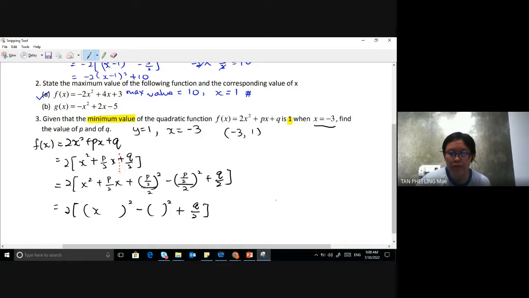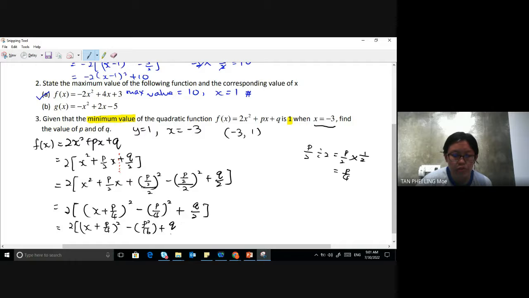This one, p over 2 divided by 2. If you are not familiar, just do it like that, divided by 2. So p over 2 times 1 over 2, then you will get p over 4. Now you are confident that this is a plus p over 4. This one also p over 4. So now let us simplify it, become x plus p over 4, the whole thing still bracket square. Then here, p square over 16, then plus q over 2.